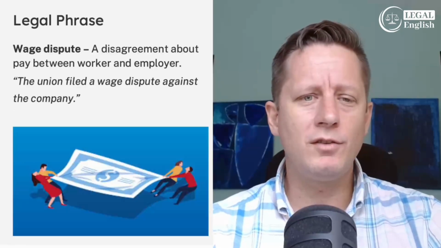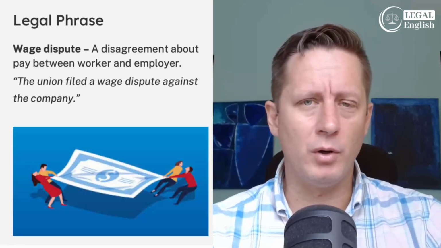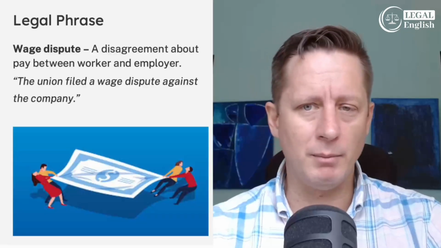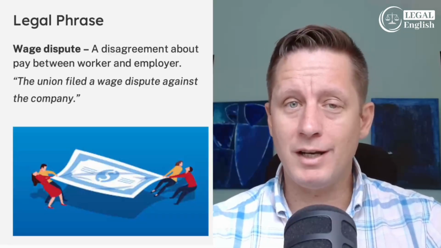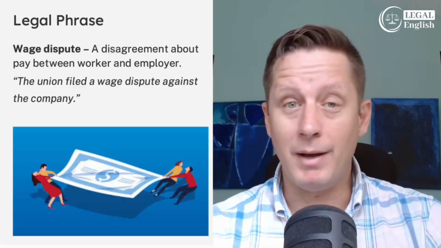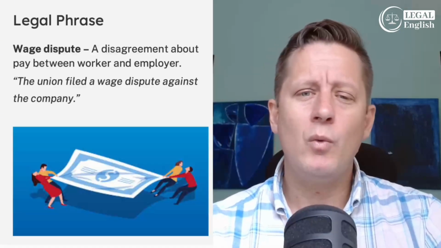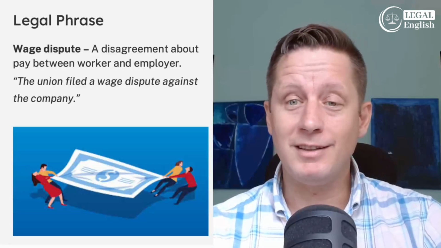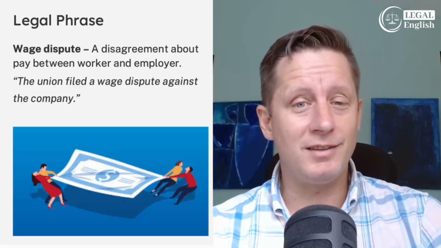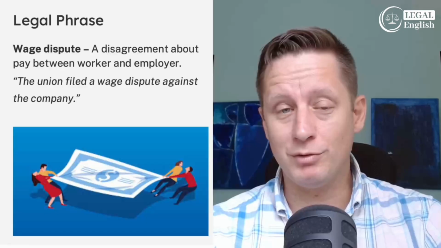A wage dispute is when workers and employers do not agree about payment. For example, the union filed a wage dispute against the company. Imagine, workers say, "We are not being paid for overtime." The employer says, "Yes, you are." This disagreement is a wage dispute.